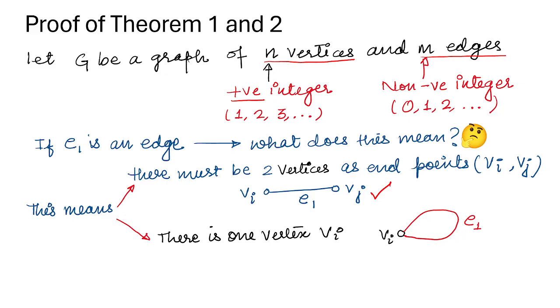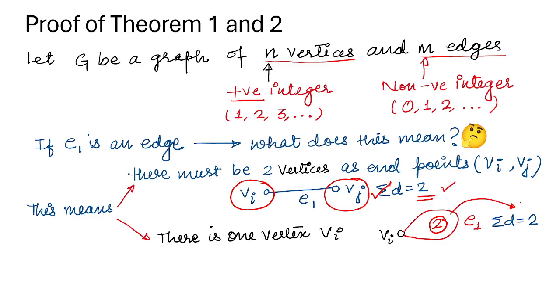Whatever the case may be, if you start counting the degree of vertices for both cases, you will see that in this case the degree of vertex Vi is 1, the degree of vertex Vj is 1, so the total degree is 2. And we all know that a loop inherently has degree 2. So the total degree in this case is 2, and in this case it is also 2. So one edge will result in a total of 2 degrees.